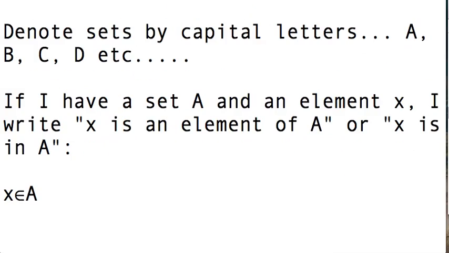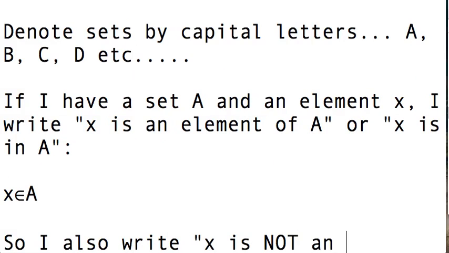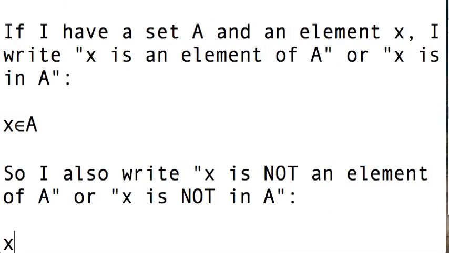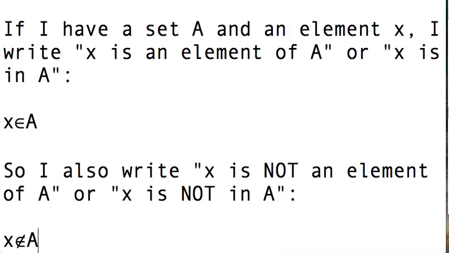However, you might have an element which is in some set, but it's not in A. So I also write X is not an element of A, or X is not in A, by writing the same sort of thing, but I put a slash through this epsilon. So that means X is not an element of A. Great.